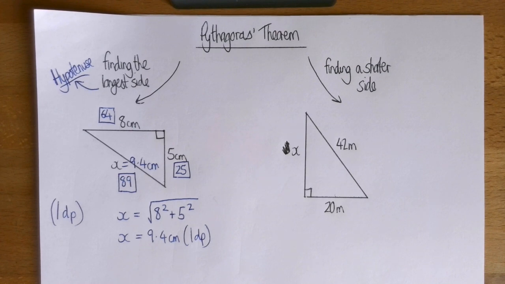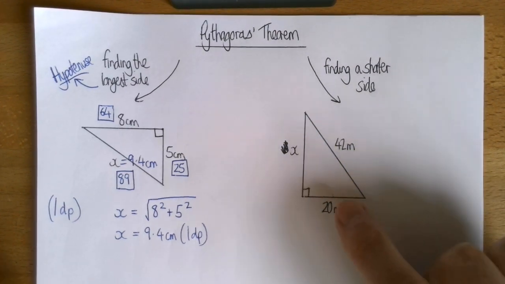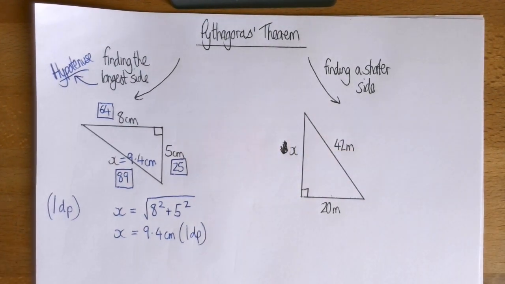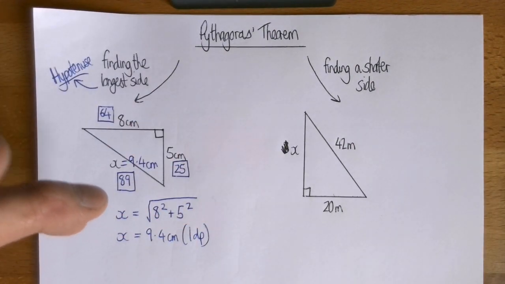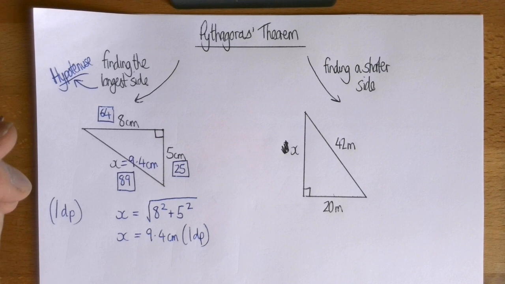What about if you already know the longest side? Look, right angle, opposite the right angle, I already know the longest side. I want to work out one of the shorter sides. Well, we do Pythagoras in reverse.